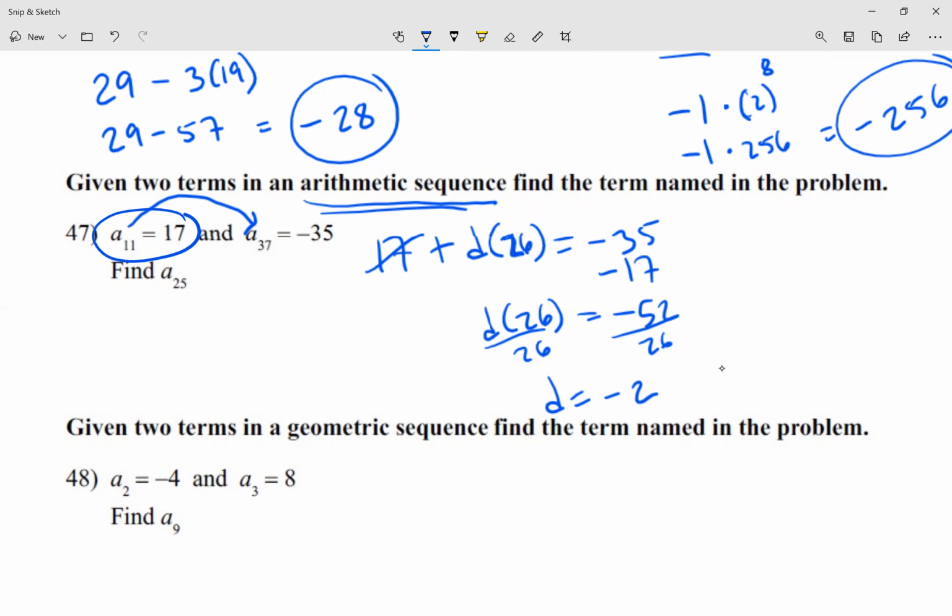I'm only going to use my 11th number. So I'm going to say I start at 17. And I'm going to subtract 2 14 times. Right? Because from the 11th number to the 25th number, that's 14 more numbers. So 17 minus 2, 14 times. Now, I have 17 minus 28. And that gives me negative 11.